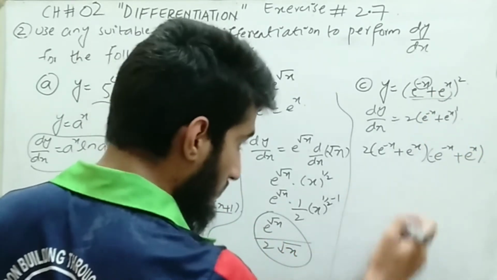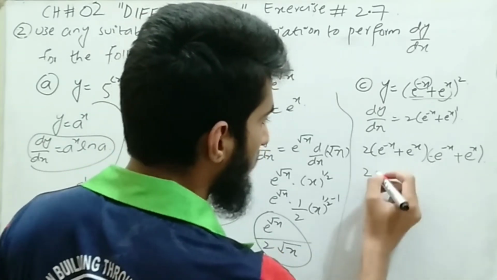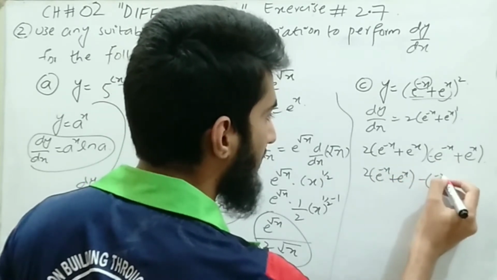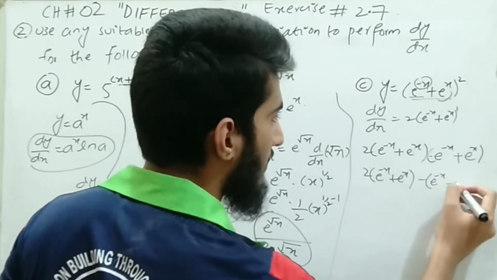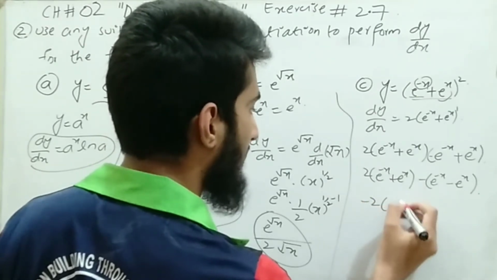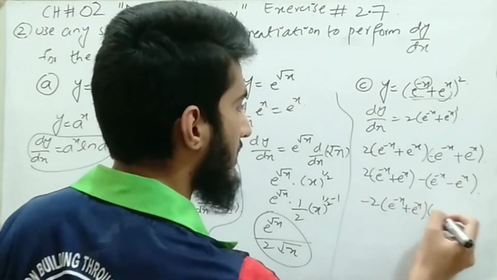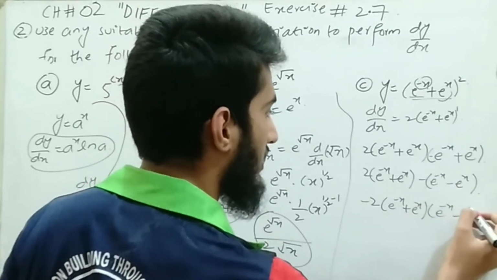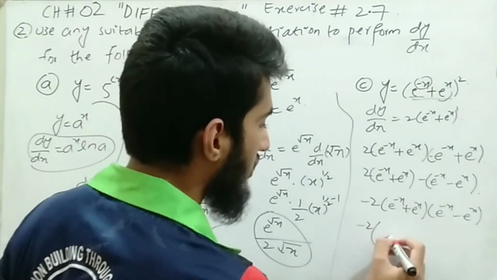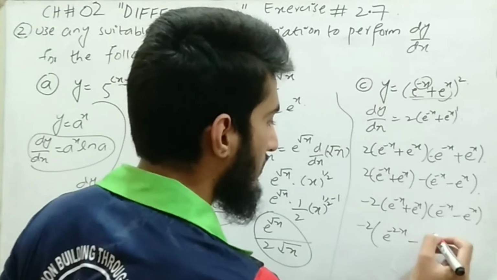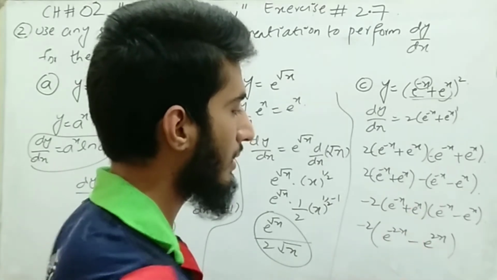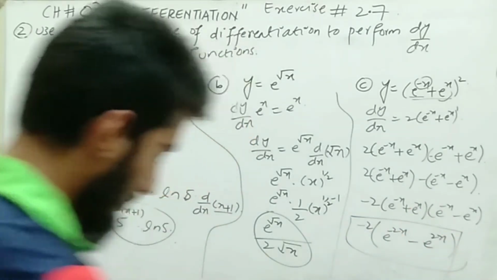So the result will be 2 into, if we take minus common over here, e power minus x plus e power x. By taking out minus common inside, we are left with e power minus x, and here we are left with minus times e power x. This minus will multiply with 2, so we are left with minus 2 times e power minus x plus e power x multiplied by e power minus x minus e power x. Here the formula becomes a plus b into a minus b, which gives a square minus b square. A is e power minus x, so the square will become e power minus 2x, and minus b, where b is e power x, so the square will become e power 2x. So this is the required differentiation.